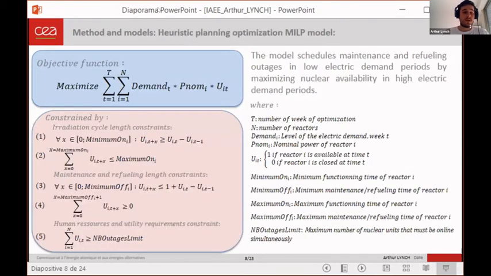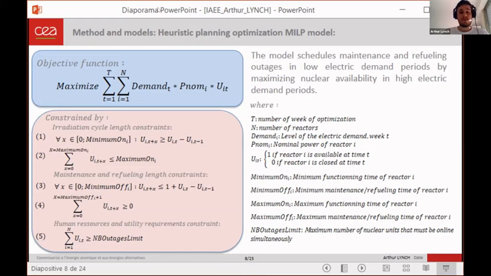The first model that we built is our heuristic planning model that aims to simulate nuclear planning optimization. It is a mixed integer linear programming model whose objective function is to maximize the nuclear availability during high demand periods. It means that the model schedules maintenance and refueling outages during a low electric demand period when the electric system needs nuclear less to balance between the demand and the supply. Each reactor's behavior is constrained by 3 different sets of constraints.